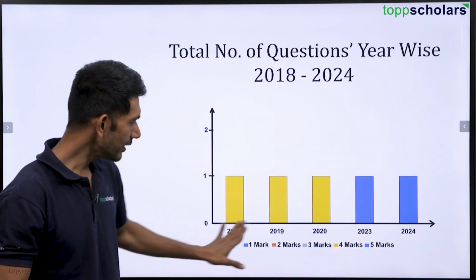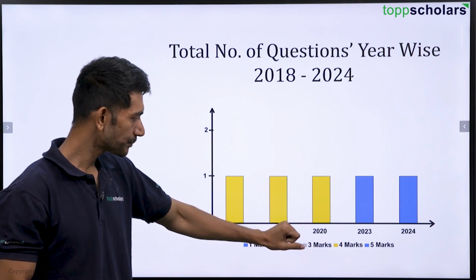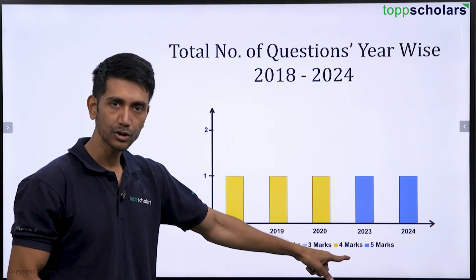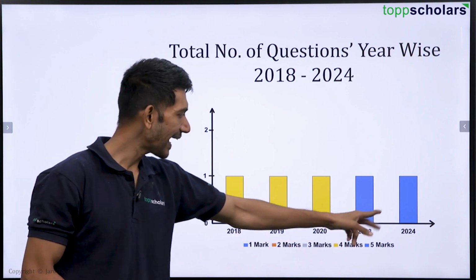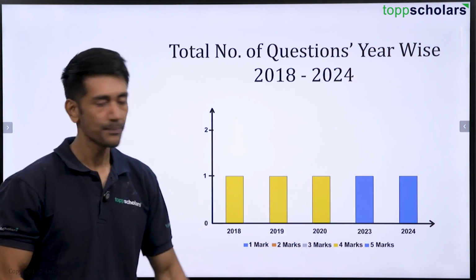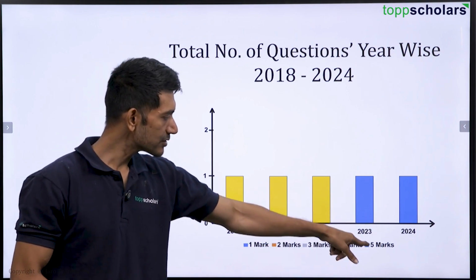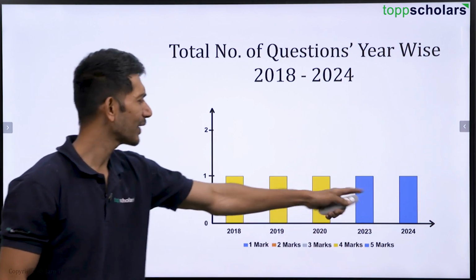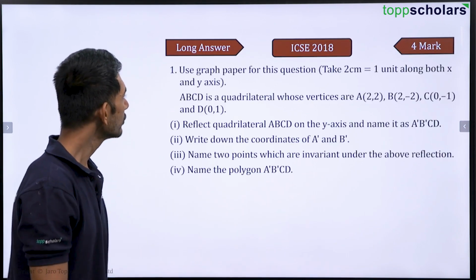Here if you see, in 2018, 19, 20, one question of 4 marks each was asked, and back to back in the last 2 years, 2 questions were asked for 5 marks each. That is 1 each. Okay, so here is the first question.